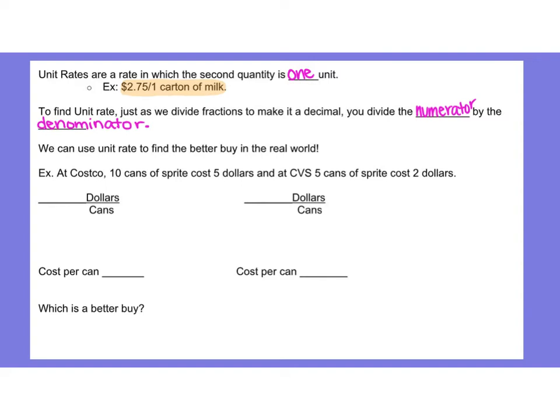So for Costco, it costs $5 for 10 cans. And at CVS, it costs $2 for 5 cans. So if we were to divide the numerator by the denominator, we would find the unit rate that it costs for just 1 can.